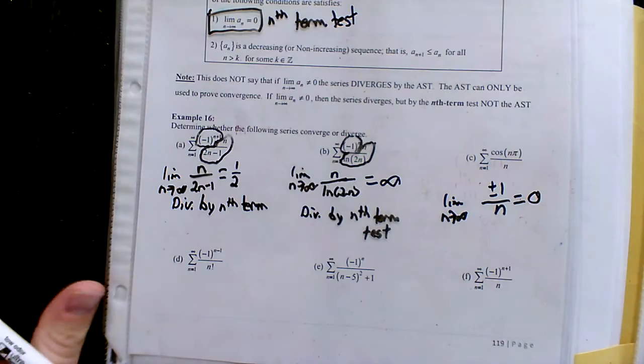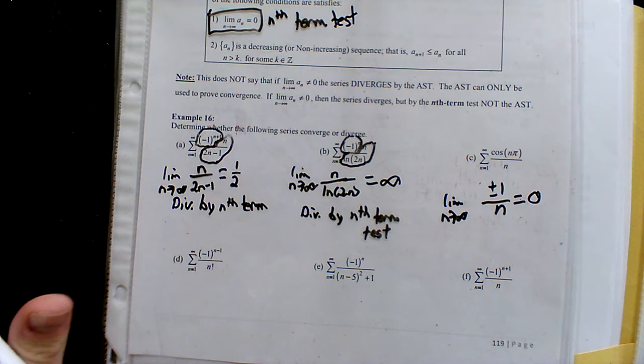Yeah, exactly. So that was the nth term test. That's what we were trying to do, is the nth term test. Did that help us, according to the nth term test? No, because if it's not equal to 0, it diverges, but it is equal to 0, so by the nth term test, we know nothing.